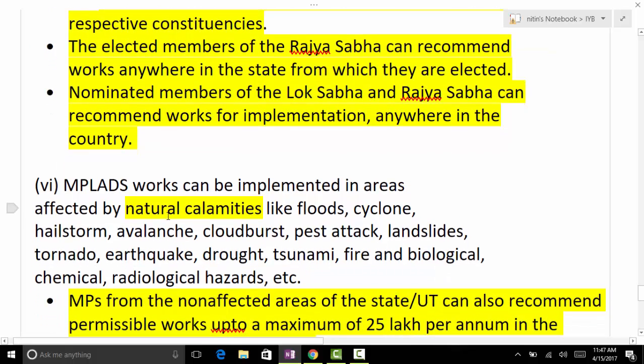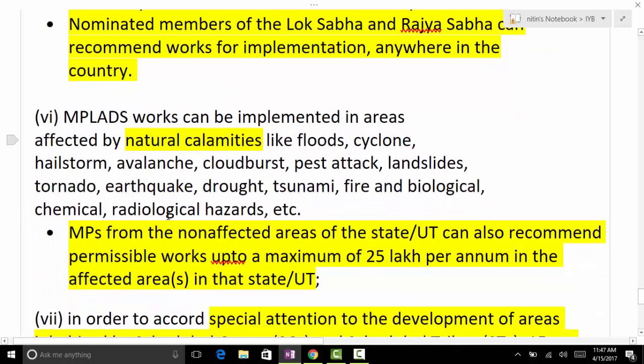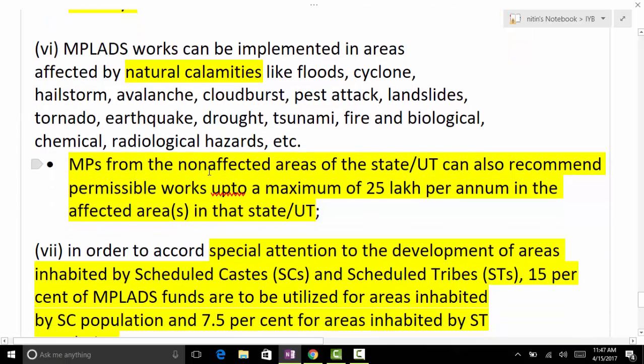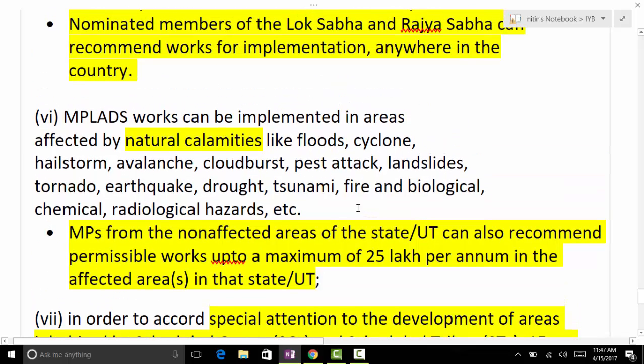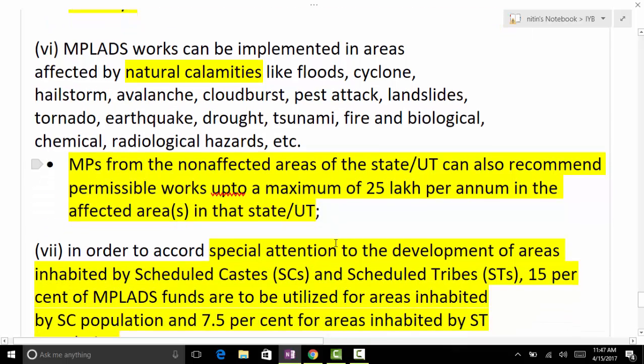Now there is a certain exception to this. MPs can even recommend work in other districts and other constituencies in case of natural calamities. Once there is a natural calamity, MPLADS work can be implemented in affected areas. MPs from non-affected areas of the state can also recommend permissible work up to a maximum of 25 lakhs per annum.